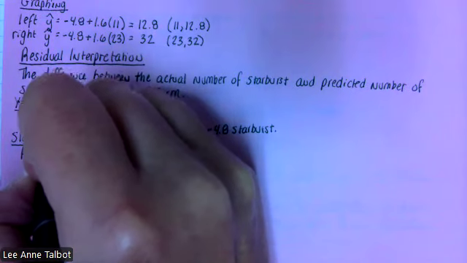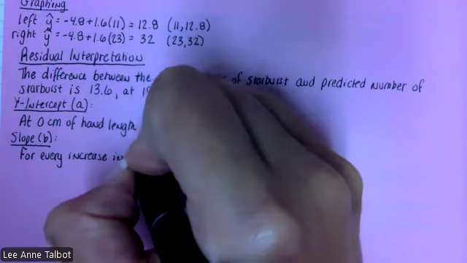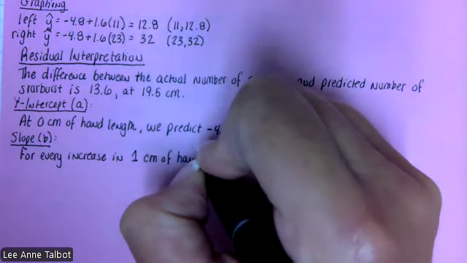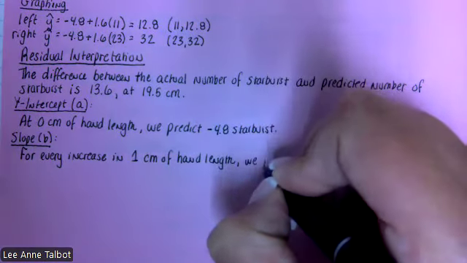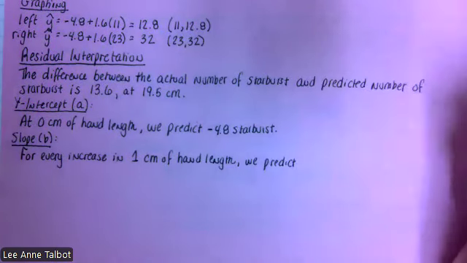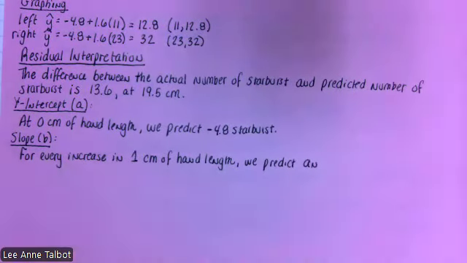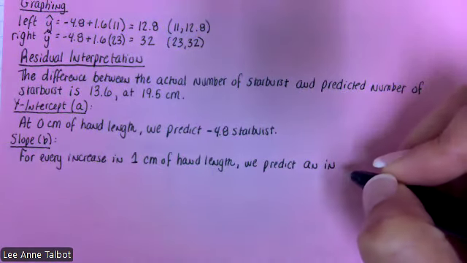For every increase in 1 centimeter of hand length, we predict. And okay, then we have to pause. This is our first decision. Increase or decrease? Increase. You can tell from the sign of the slope, you can tell from the graph going uphill.